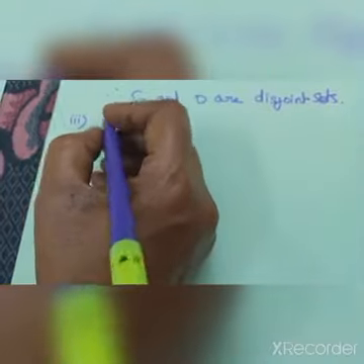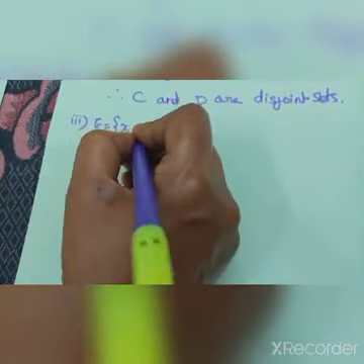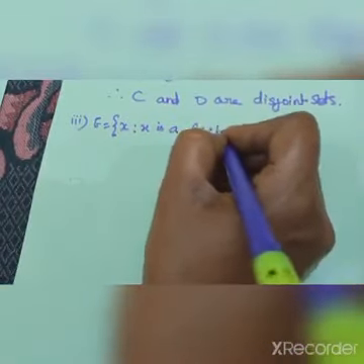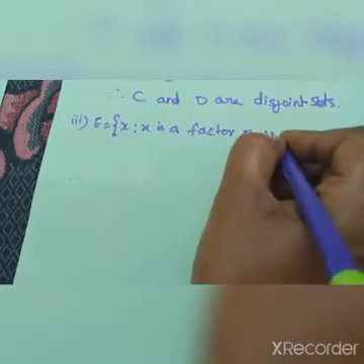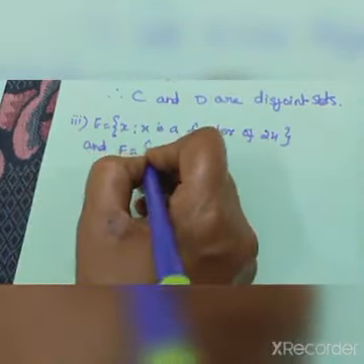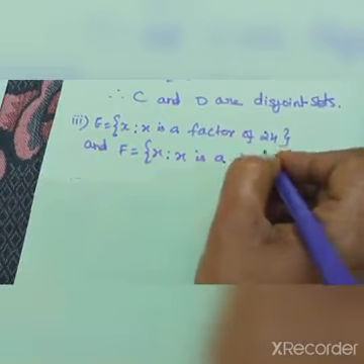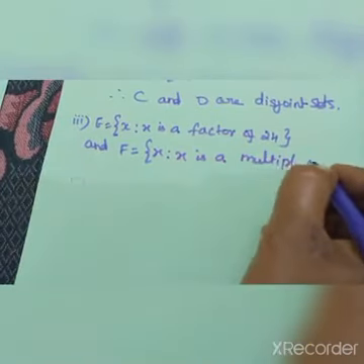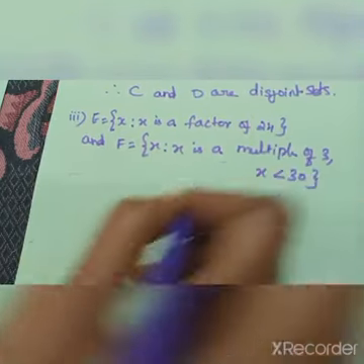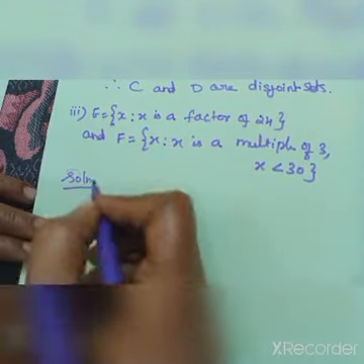Okay. Now the third subdivision is E is equal to {x such that x is a factor of 24} and F is equal to {x such that x is a multiple of 3, x is less than 30}. Okay, how can we do this one? So here E and F are the two sets given.